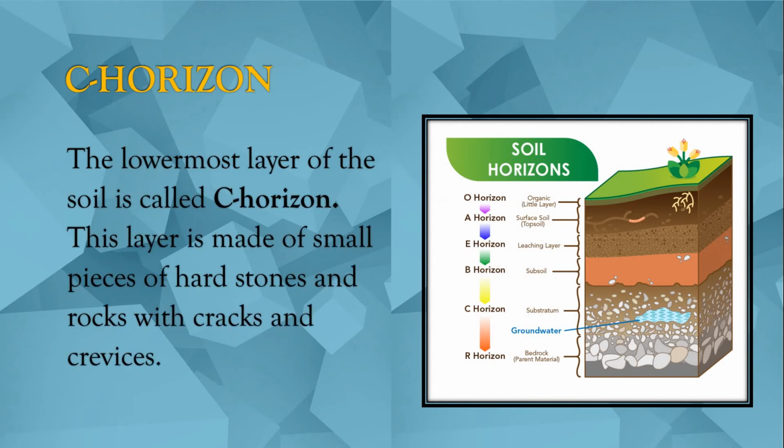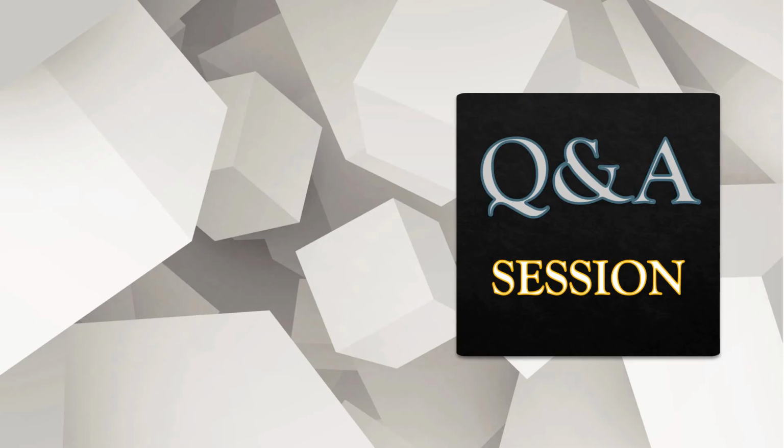C horizon. The lowermost layer of the soil is called the C horizon. This layer lies below the subsoil. This layer is made of small pieces of hard stones and rocks with cracks and crevices. Under this layer lies the solid rock called bedrock. The weathering starts from the bedrock.